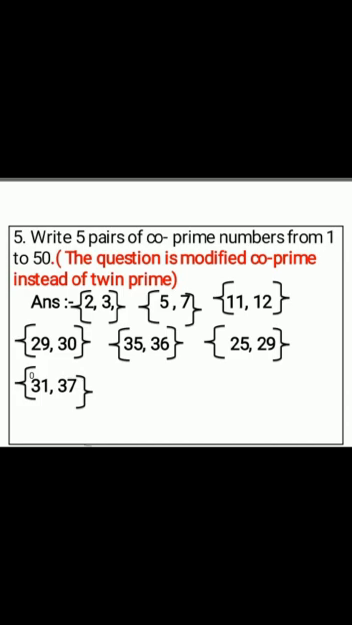Now, tell me which are the 5 pairs of co-prime numbers from 1 to 50. 2, 3; second pair is 5, 7; 11, 12; 29, 30; 35, 36; 25, 29; 31, 37.